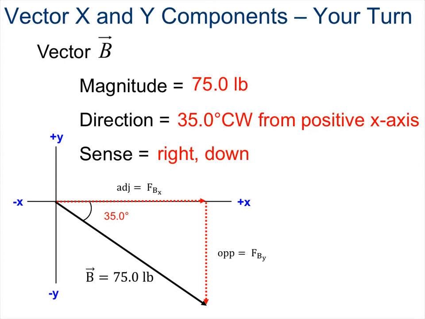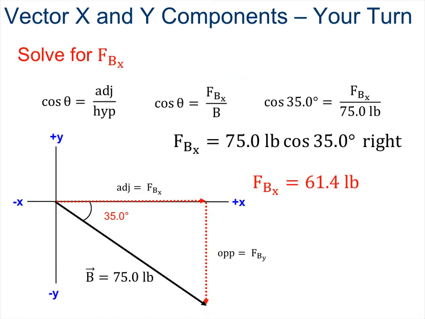And this time, to describe the horizontal and vertical components of this vector, we're going to the right and down. So the right will be my adjacent side, which is the force of vector B in the x direction. My downward force is going to be the opposite side, which is the force of B in the y direction. Let's go ahead and solve for the force of B in the x direction.